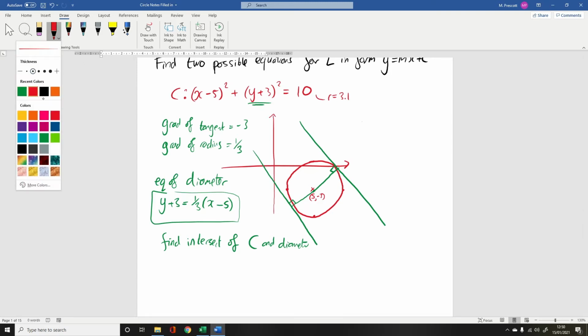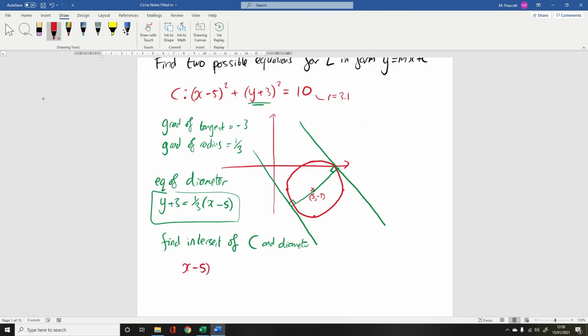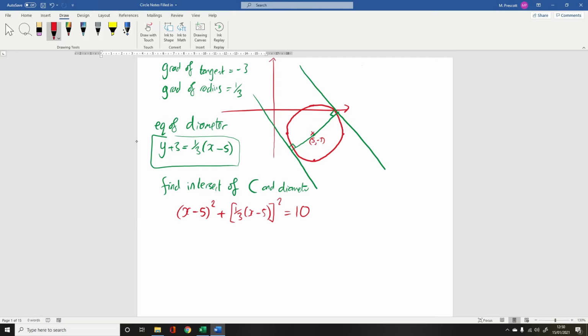So let's do that. (x minus 5) squared plus (1/3 (x minus 5)) all squared, equals 10, and that should let us find the x coordinates, and that should be fine. So how do we solve this? We probably need to expand. So we're going to have x squared minus 10x plus 25. We're going to have to square the third, so that'll be a ninth, and then we're going to have again x squared minus 10x plus 25, and then we still got equals 10 over here on the side.